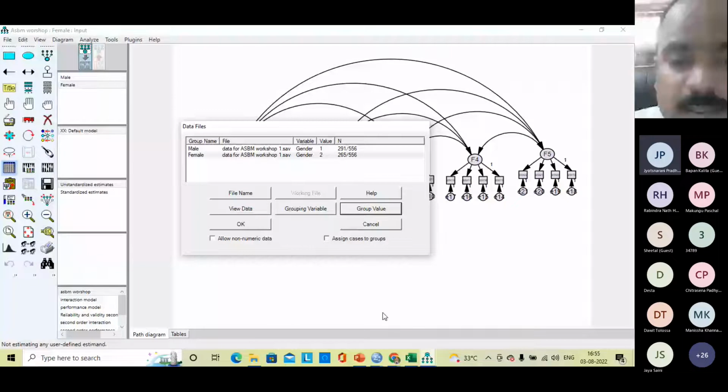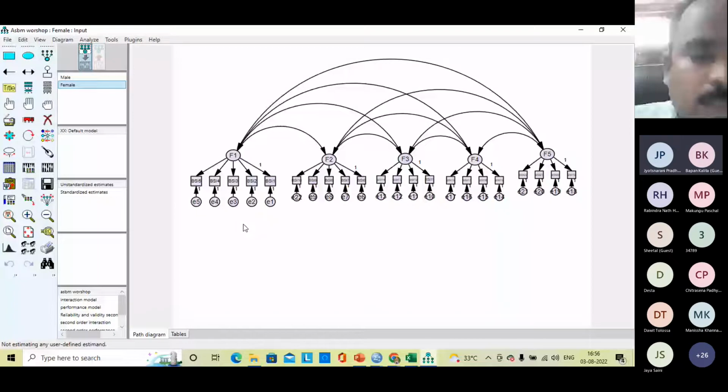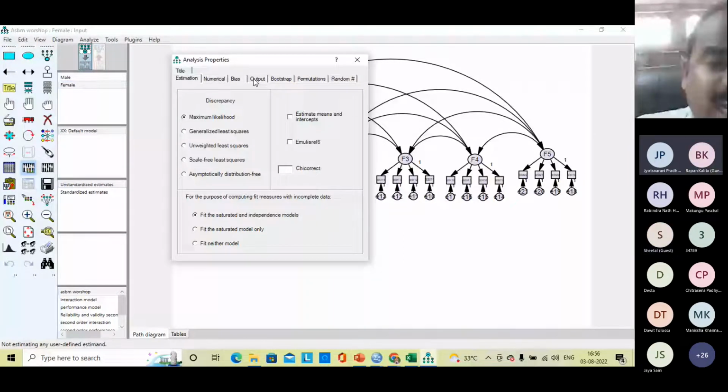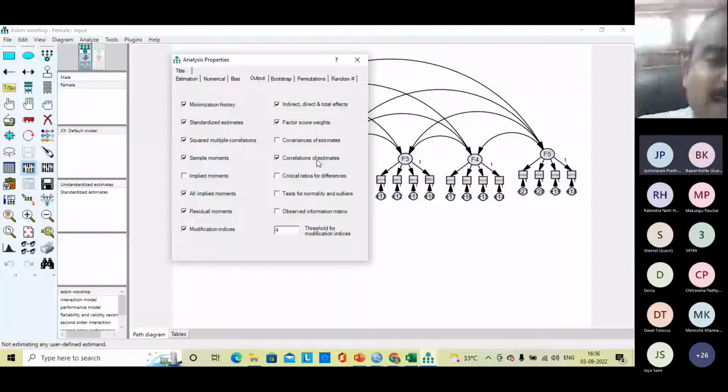Then click OK. Now, AMOS got every information based upon which I want to test. Let us go to the output that I require. Please click here. Already I have made the operation, so it has been ticked: minimization history, standardized estimate, squared multiple correlation. The things you require for your hypothesis testing, you need to tick there, then close.